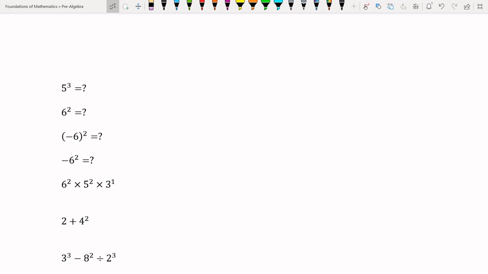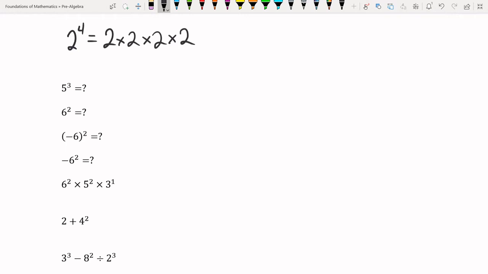Just like multiplication is repeated addition, exponents are repeated multiplication. If I write 2 to the 4th power, this is the same thing as 2 times 2 times 2 times 2. 2 is called the base, and 4 is called the exponent. 2 is being repeatedly multiplied 4 times.